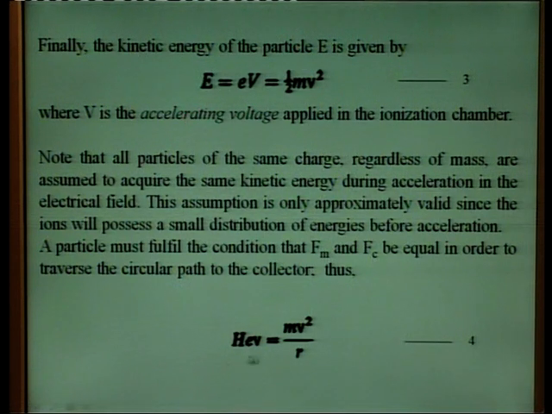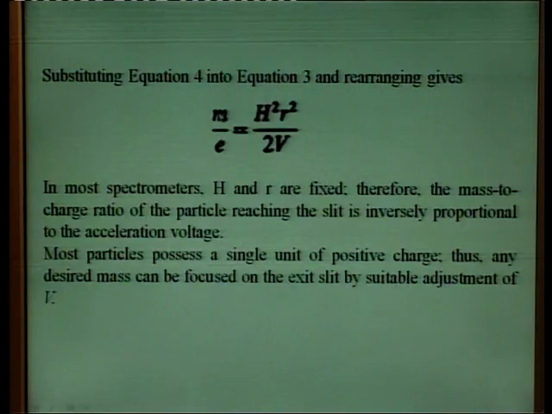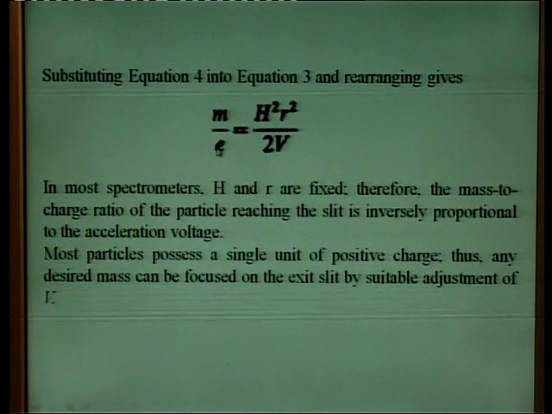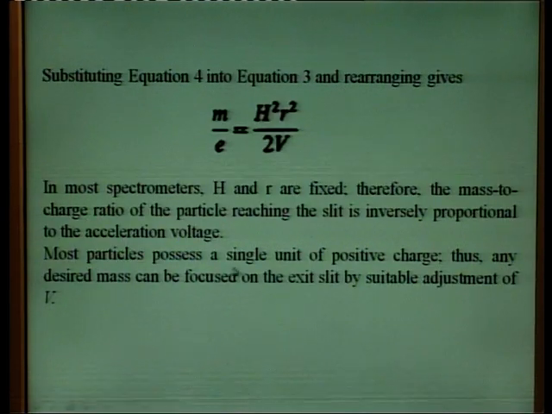So, we equate them and, substituting both these equations, we get m over e, that is the mass over charge ratio, becomes H square r square over 2V, whereas H and r are constants. So, only V is the variable. By changing this, we can change the mass over charge ratio that is focused. Most particles possess a single unit of positive charge, thus any desired mass can be focused on the exit slit by a suitable adjustment of voltage. So, by simply changing the voltage, we can direct that particle to the focused exit slit.